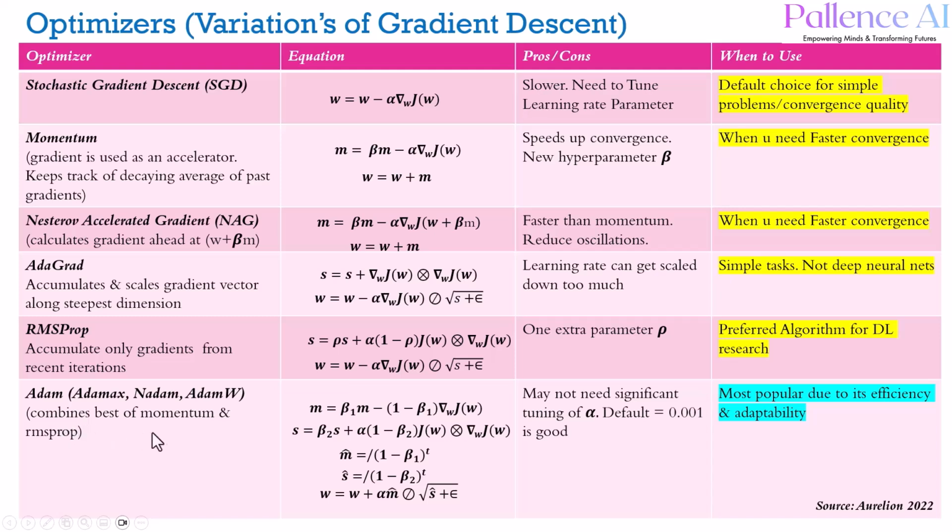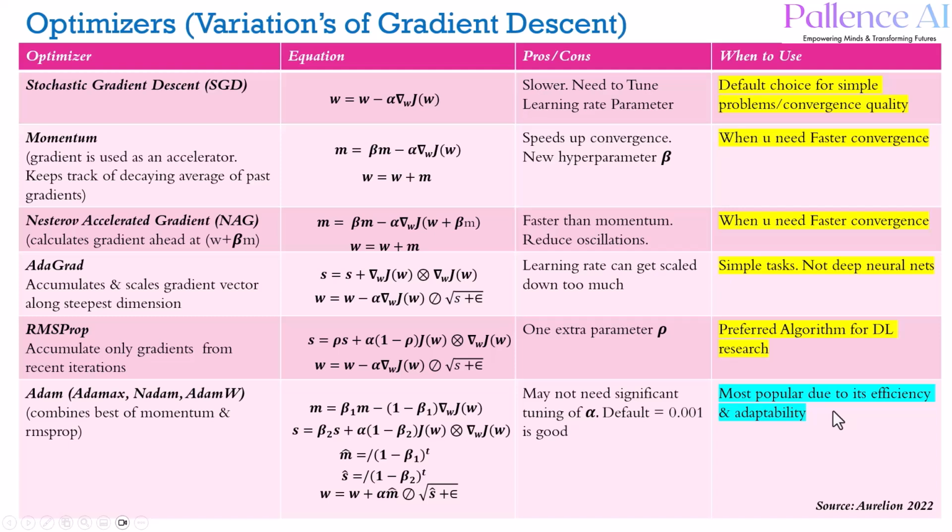Adam combines the best of momentum and also RMSProp. As you can see, there's a bunch of equations here. I'm not talking too much about these equations because at this point I don't want to confuse with too much math. Again, at least we need to know on a very high level which algorithm to use when. With Adam, we don't have to significantly tune the learning rate. A default value of like 0.001 is good. Again, it's very popular due to its efficiency and adaptability.